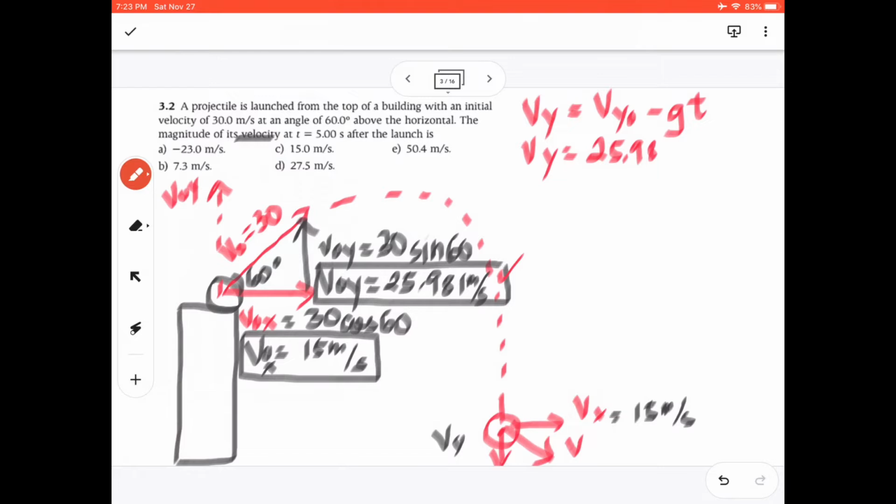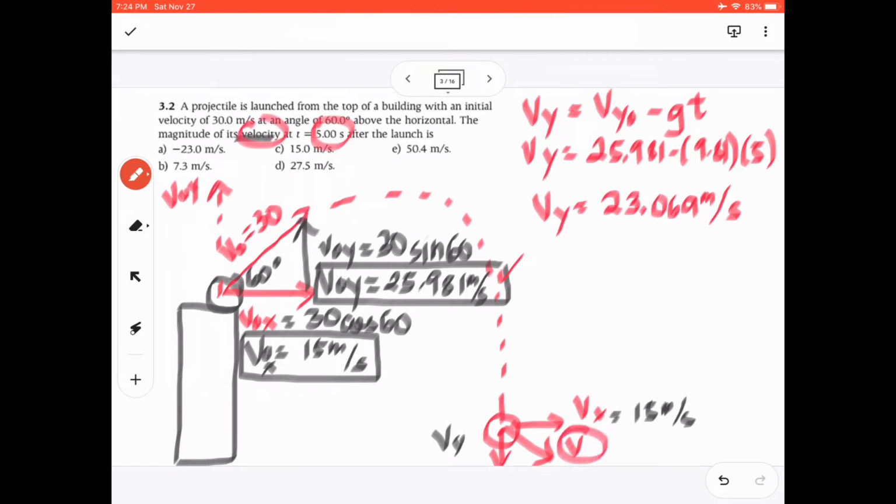25.981 minus 9.81 times time. Time is given as, where is it? Okay, 5 seconds times 5. Alright, so our Vy is equal to 23.069 meters per second. We are looking for the magnitude of the velocity at the end over this one.